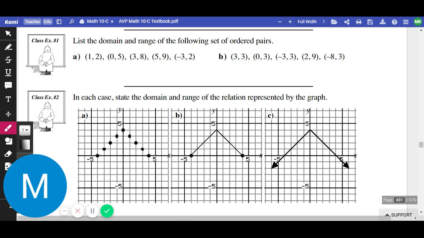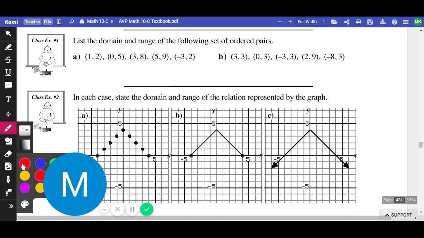We'll start with domain. So if I want to do the domain, domain is asking me, what are the possible x values? The first thing I have to do is decide if I have discrete or continuous data. This is discrete data. The reason why is I can just count them. There's 5 things there. There's nothing connecting them. There's no lines. It's just ordered pairs. Ordered pairs are always just discrete values, just discrete data.